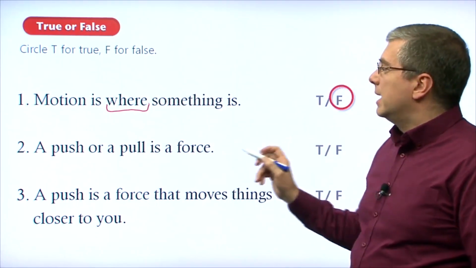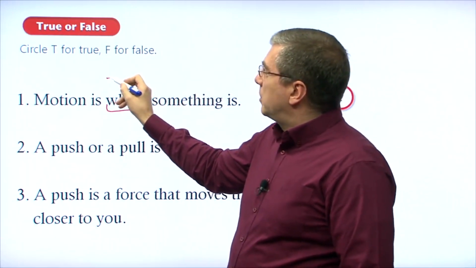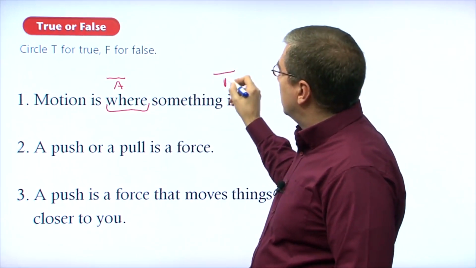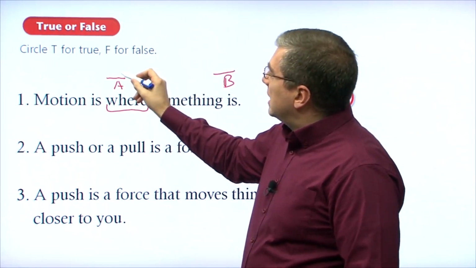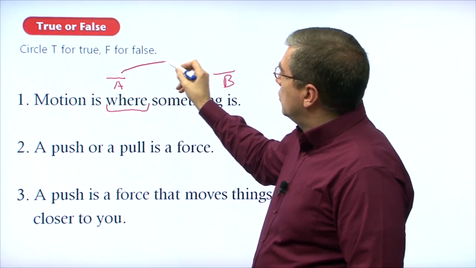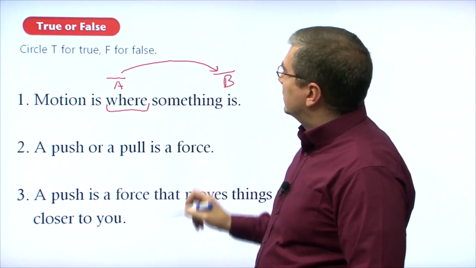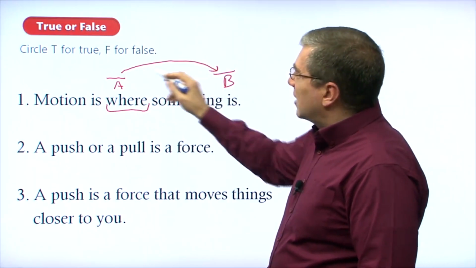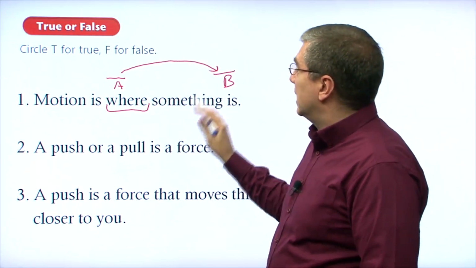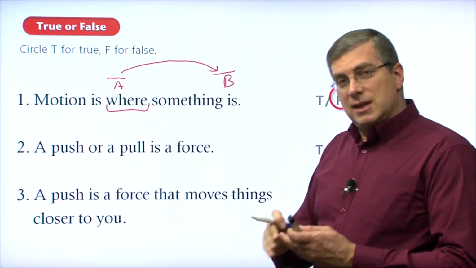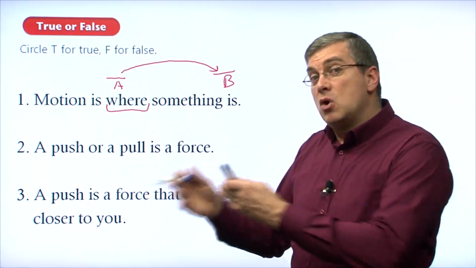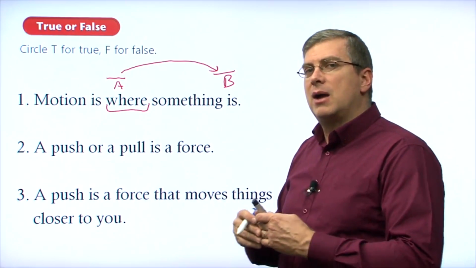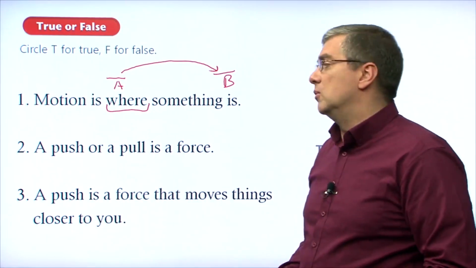That's false. Why? Because motion means if you have a place here, this is our place A, and you have another place here, and we say that's B, motion is the action of moving from one place to another. So it's not where it is, right? The motion is the action of moving from one place to another. It's not where something is. It's the act of moving. It's the act of changing places. We're not talking about where it is now. We're talking about the fact that it's moving, the action of moving.